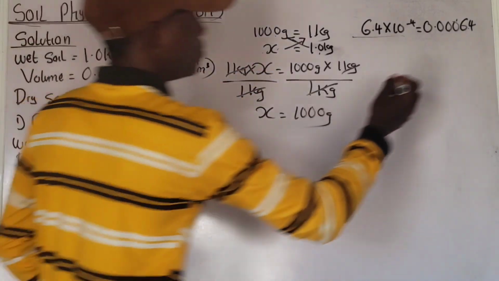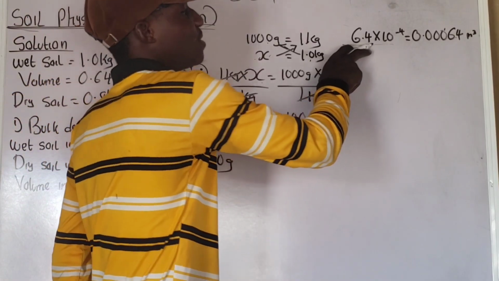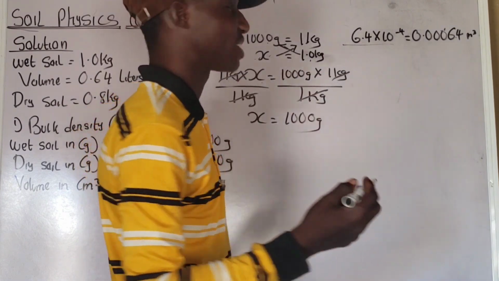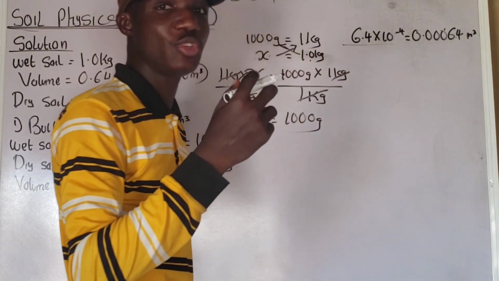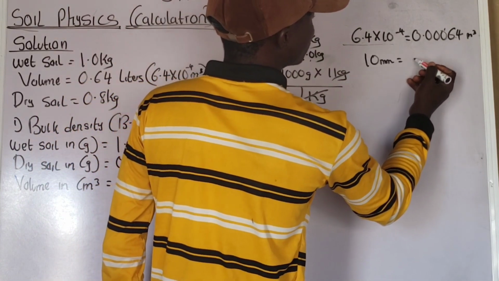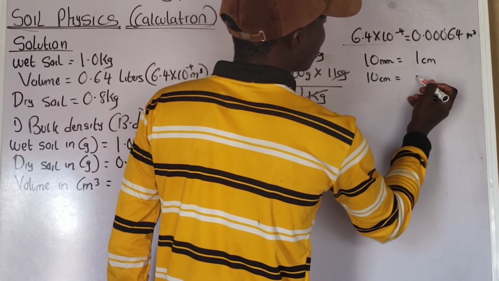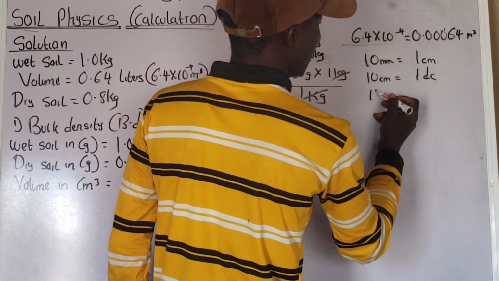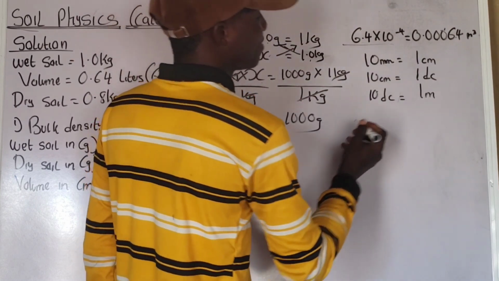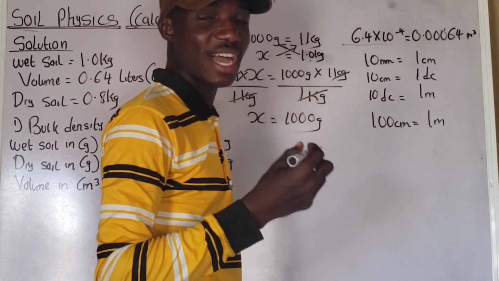And this is the meter cube. Pay attention. I just changed this from standard form to decimal form. I just want to perform some arithmetic. Don't forget, from your unit measurement, 10 millimeter equals to 1 centimeter. 10 centimeter equals to 1 decimeter. 10 decimeter equals to 1 meter. Now, that means that 100 centimeter equals to what? 1 meter.